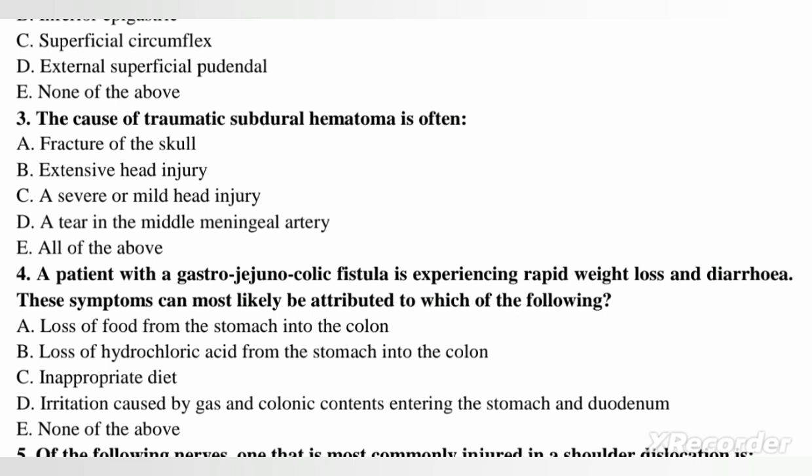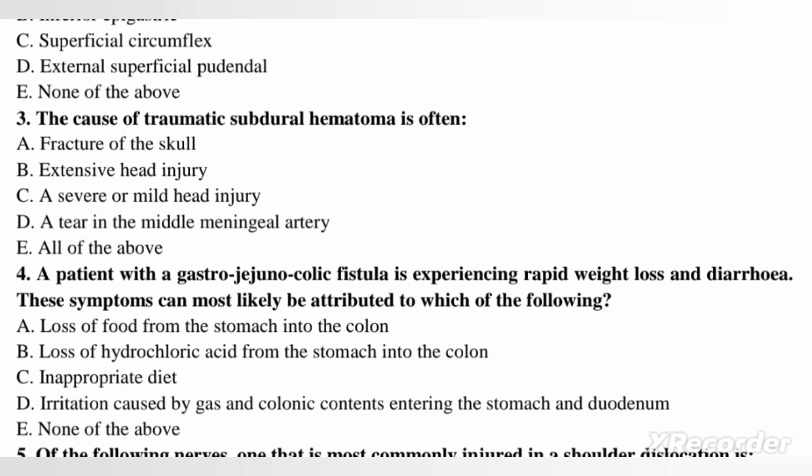Question number 3. The cause of traumatic subdural hematoma is often A. Fracture of the skull. B. Extensive head injury. C. A severe or mild head injury. D. A tear in the middle meningeal artery. E. All of the above. So here the best answer is C.